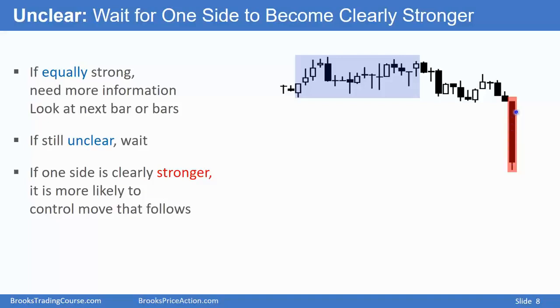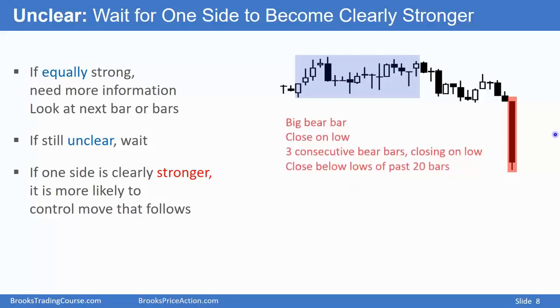The bears have a bear bar closing on its low. It's a big bear bar. It closed below the low of the past 20 or 30 bars. The bears are clearly stronger. The odds are we're going at least a little bit lower.